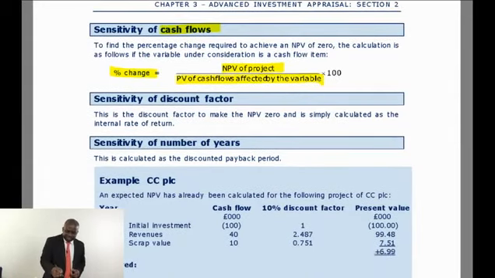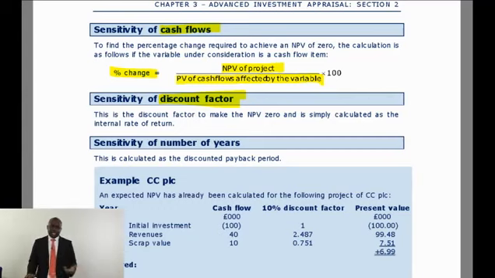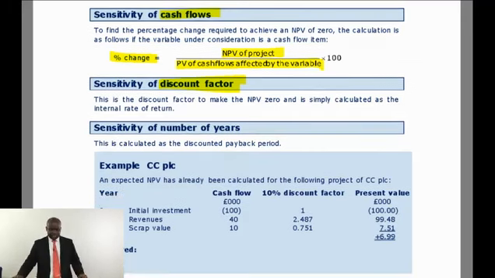What is the sensitivity for discount factor? Sensitivity for discount factor is the discount factor that should break even the project or make the NPV equal to 0. And we all said that the NPV is equal to 0 when the discount factor is equal to the internal rate of return. So for the examiner, sometimes instead of saying calculate internal rate of return, he's going to tell you calculate the cost of capital that will let the project break even. It's the same as internal rate of return.